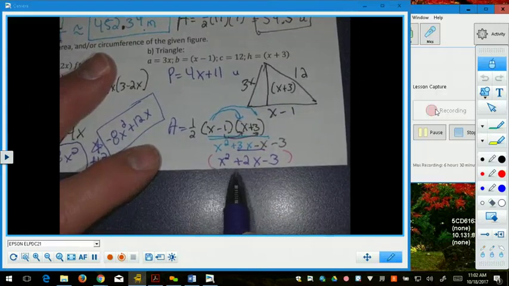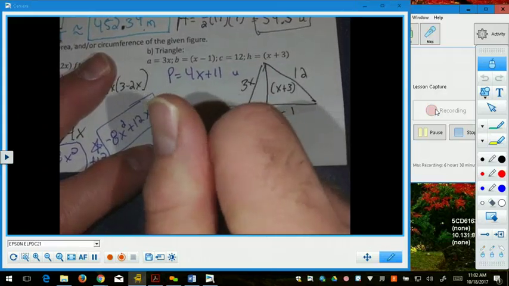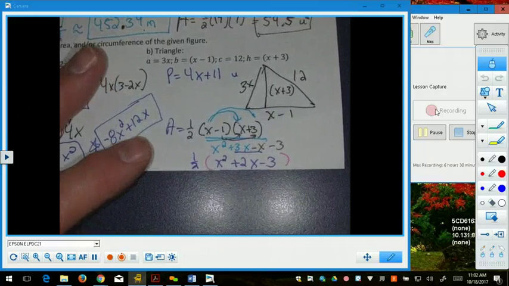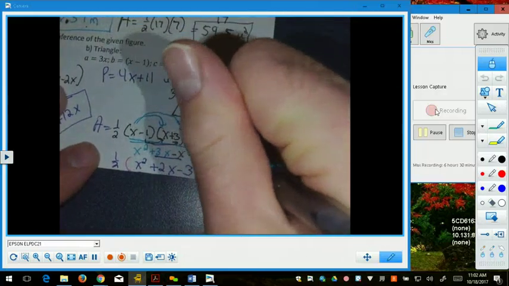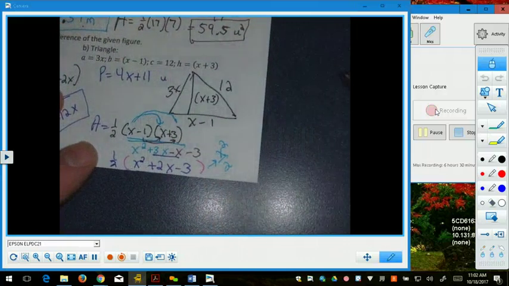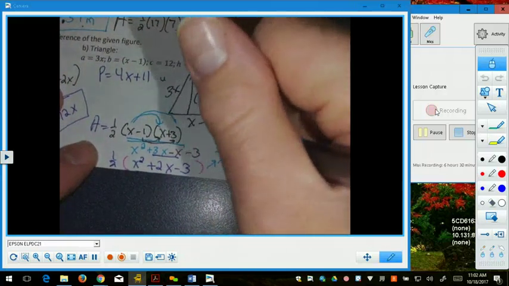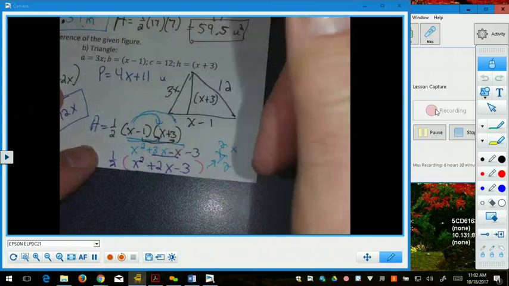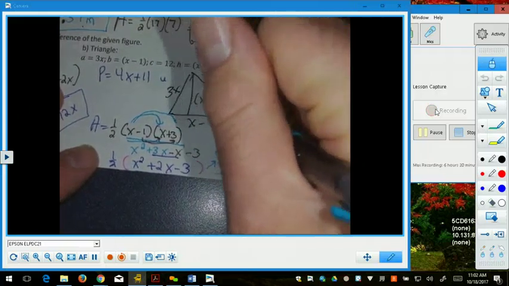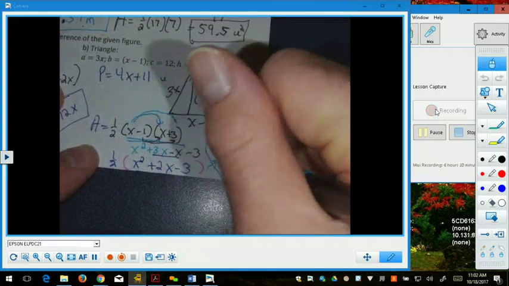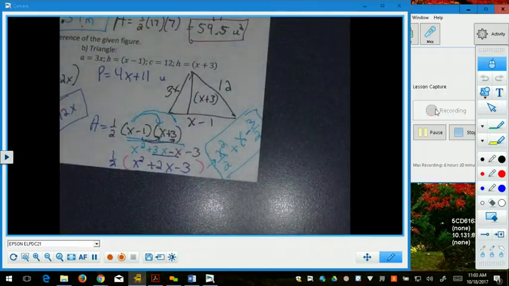Now I have to take this entire thing, which is why I put it in parentheses, and multiply it by 1/2, or divide each of those by 2, same thing. That's going to give me x squared over 2 plus, well, 2x, half of 2x is x, and then minus 3/2. You could also write that as 1/2 x squared if you wanted to.